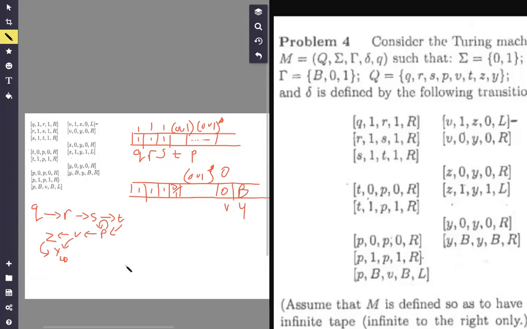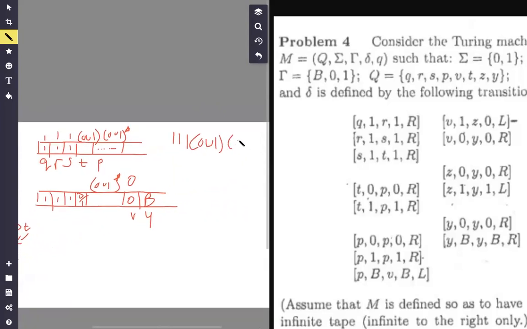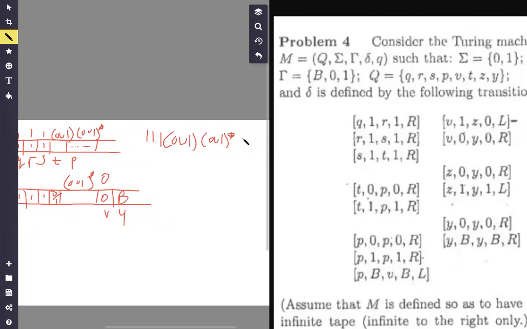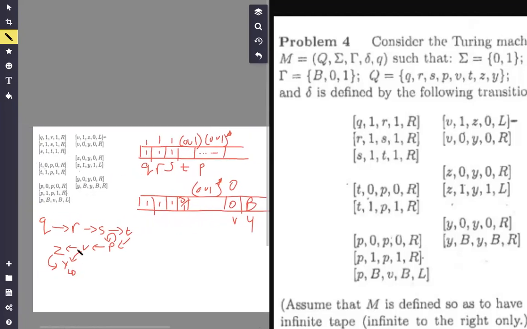Okay, so this is my first regular expression. First part of it: 1 1 1 0 or 1, 0 or 1 star. And then a 0. Okay. And now there's also this other way that I could have gone to Z and then gotten to Y. So let's go do that.